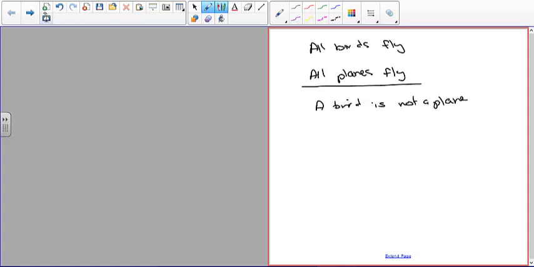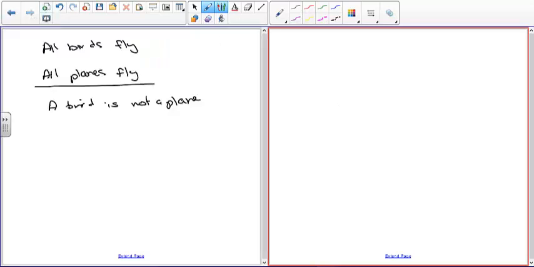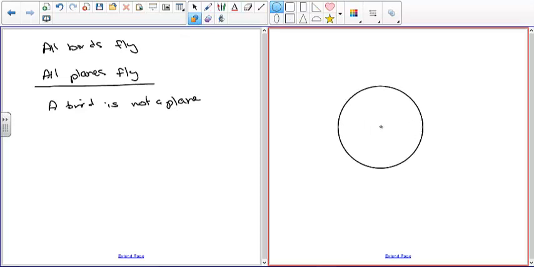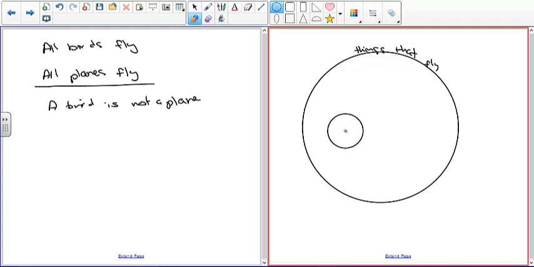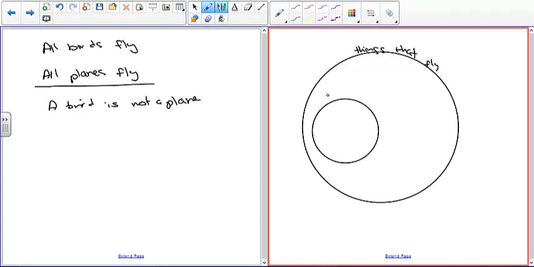And I think your initial reaction is that doesn't make a whole lot of sense, but let's prove it using Euler diagrams. So what we have is the big circle, and so things that fly. That's the outside circle. All birds are the inside thing. So we can put the circle in here. So birds are one of the things that can fly, and all birds can fly.